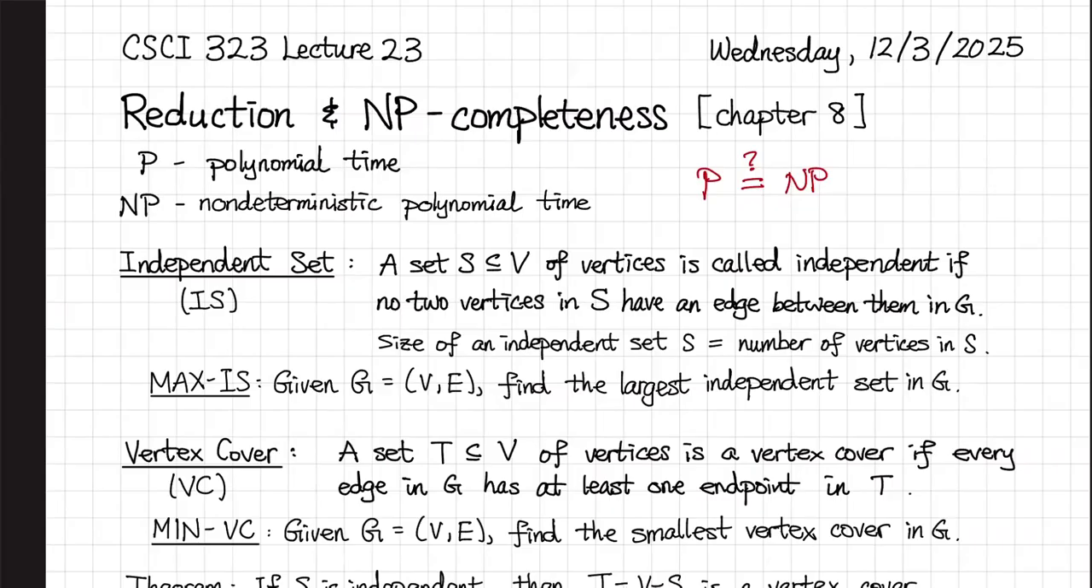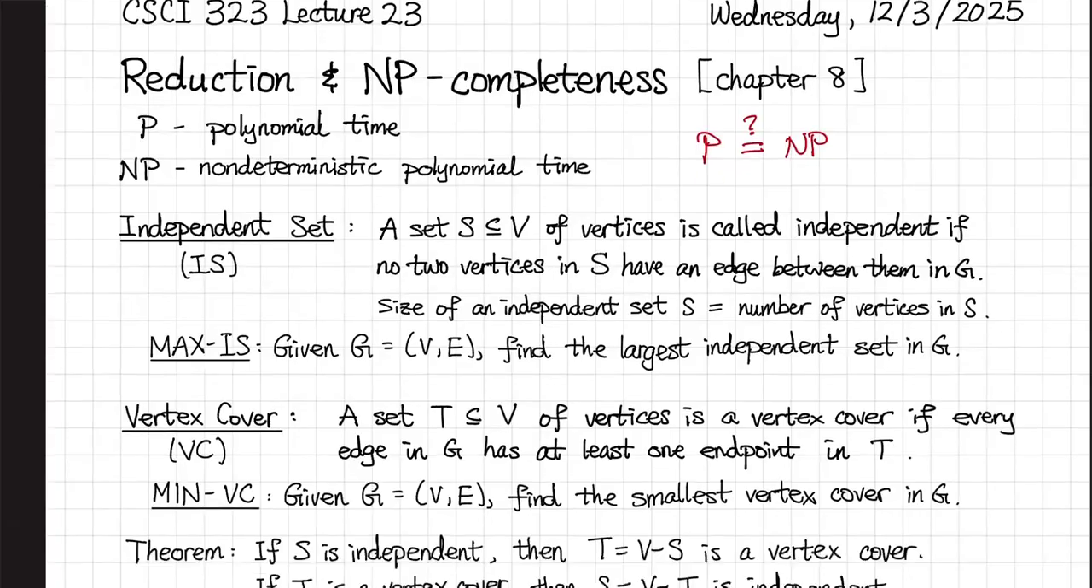With the vertex cover, again we are given a graph, and we're trying to select vertices so that our selection covers every single edge. In other words, every single edge must have at least one of its endpoints in our selection. And we're trying to select the smallest set. So that's the minimum vertex cover. Normally for the cover question, we look for the minimum amount.